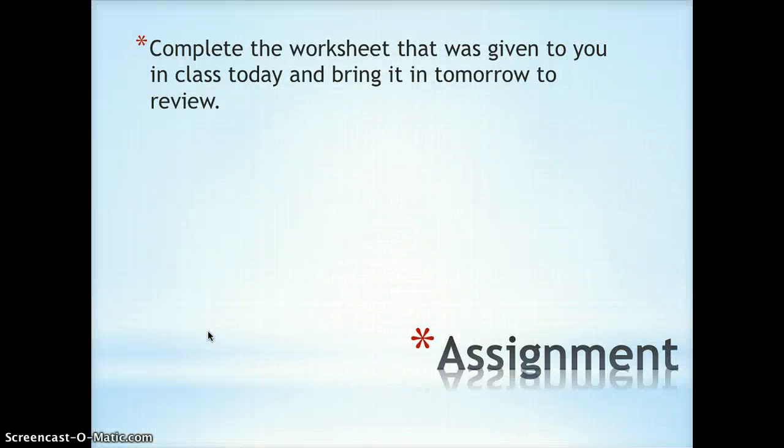Your assignment for tomorrow is to complete the rest of the worksheet that was given to you in class today so that we can all go over it tomorrow and review the concepts.